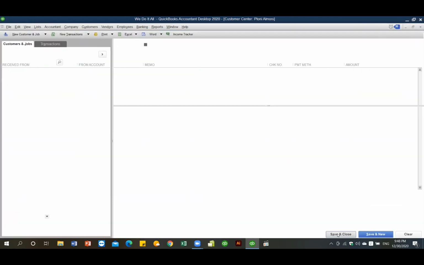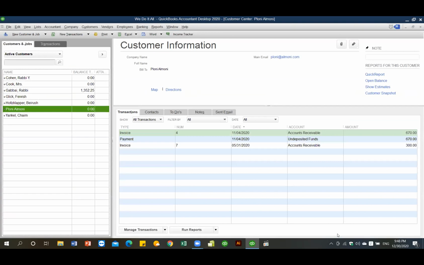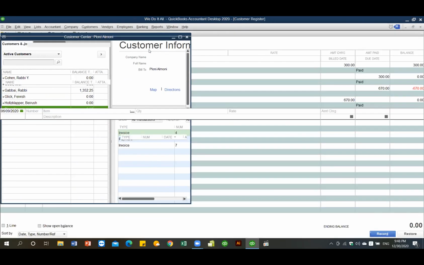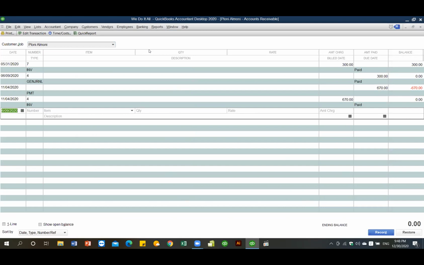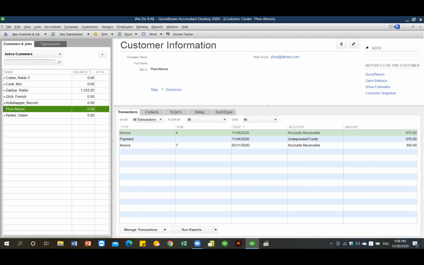Now for your bank, go to the balance sheet or your bank register, whatever you want. Register is going to bring up plenty of registers. If you close out the centers, you can't be in the centers. If you're on a vendor or a customer, it's going to bring up their individual register. So you can't be on a customer. X that out, and X this out also.